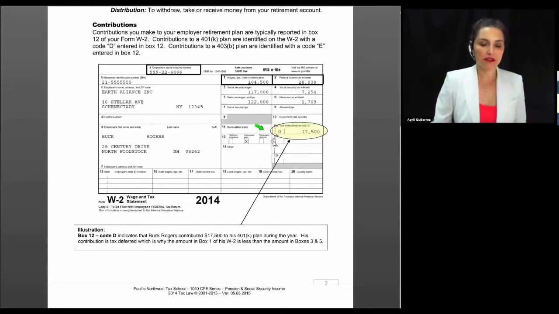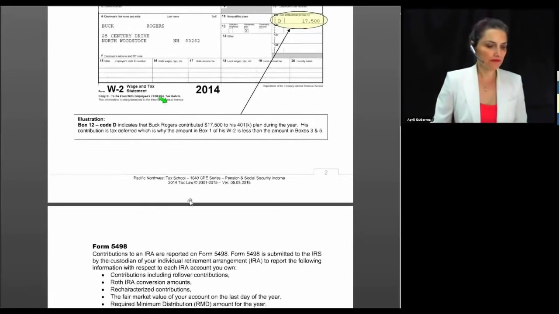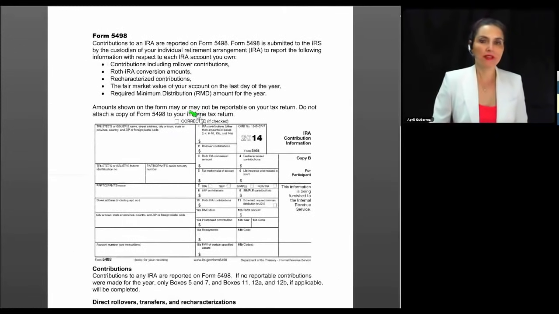Now, other contribution codes you might see in here fairly often include the code E. Code E indicates that there was a contribution to a 403b plan. And less commonly, there may be other codes in here as well. But for the most part, I'm used to seeing Ds and Es in these boxes. Now, that's what happens in terms of how to track a contribution through your work and your job.